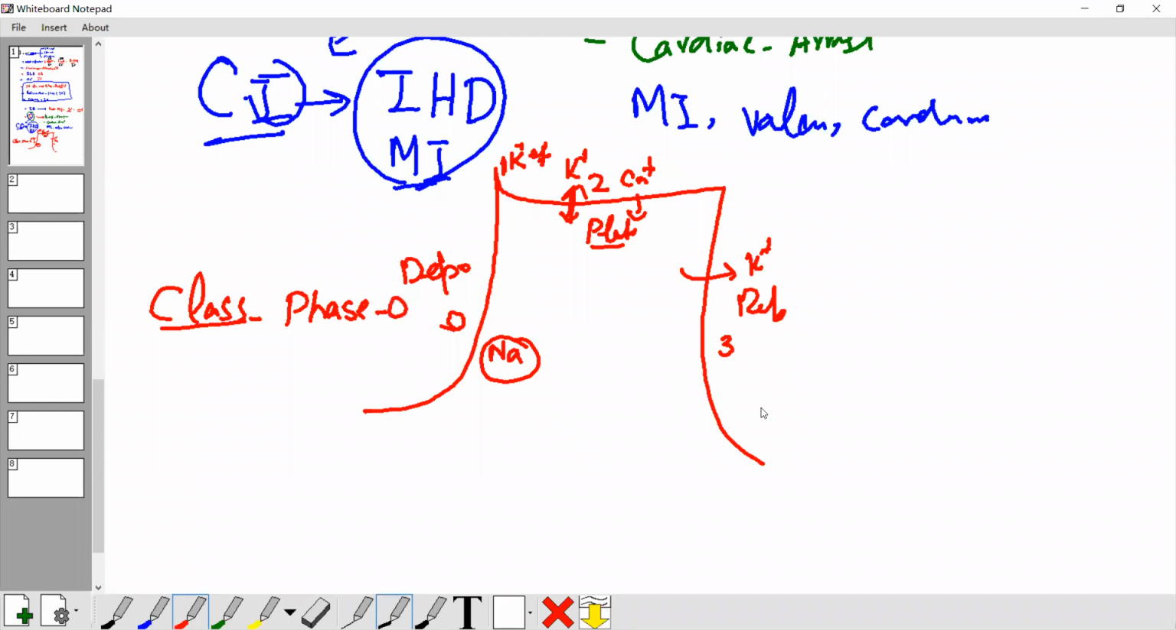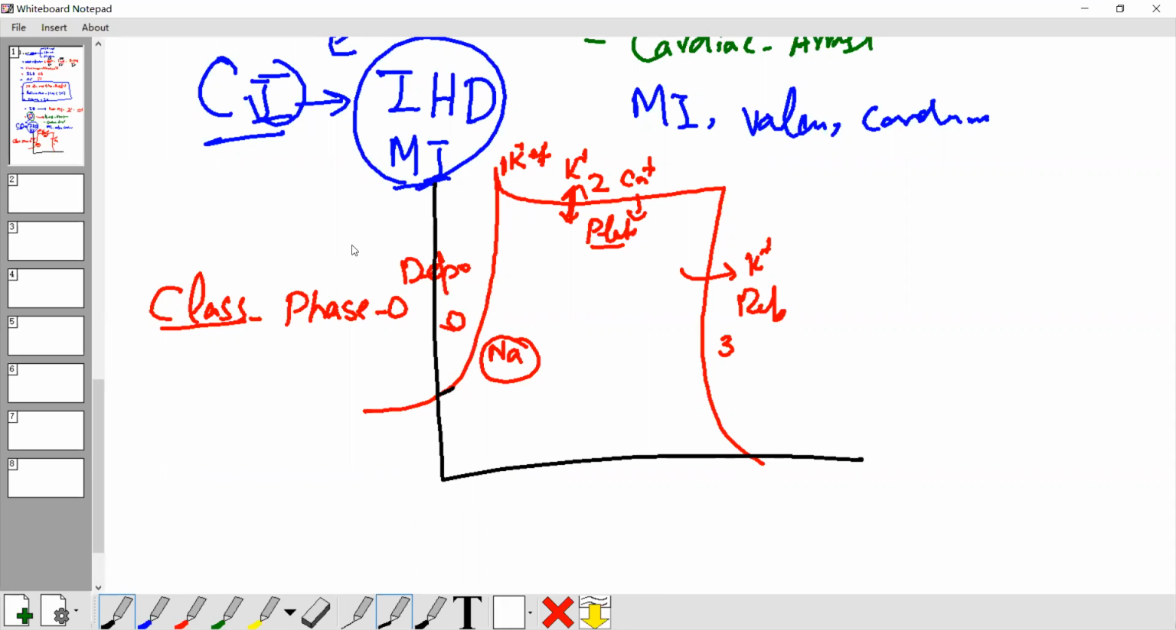Phase 0. Clear or not? Class 1 acts on which phase of myocardium? Phase 0. Now what happens with phase 0? If I use a sodium blocker, you can see here, if I draw the graph here, the voltage goes very quickly upside, with voltage on this axis and time on this axis.